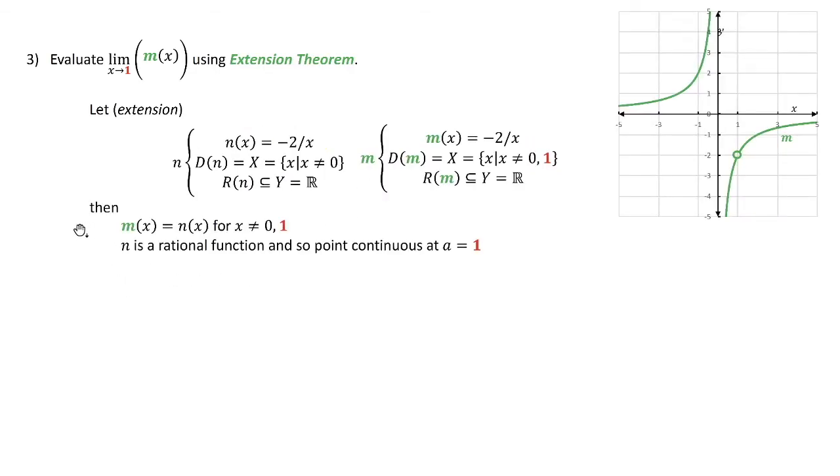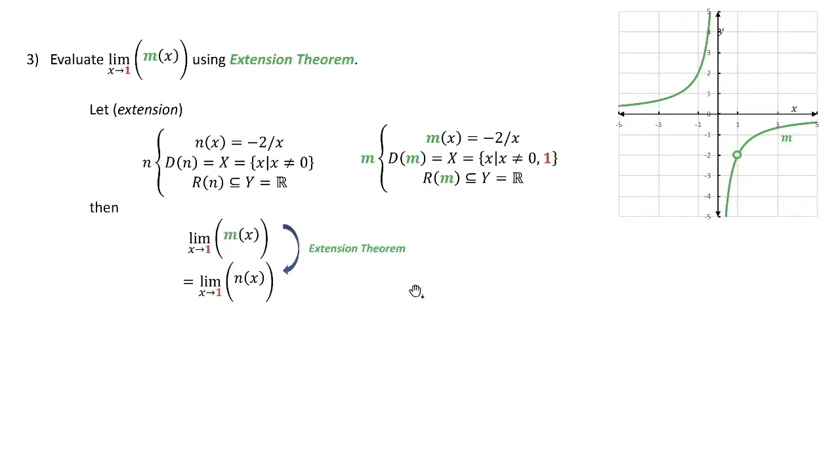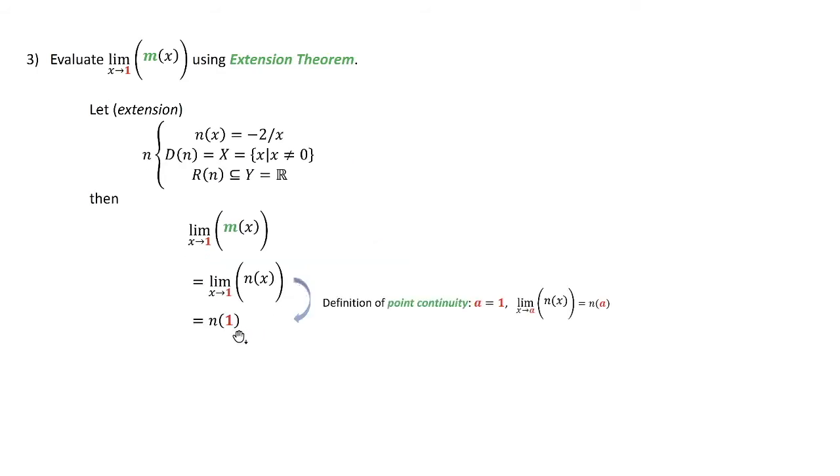Right, now I'm going to check the boxes. The two rules agree as long as you're not at 1 or 0. Right? So we want it to agree to the left and the right of 1. Our extension is a rational function, and so it's point continuous at 1. And so just apply it. In a generic way, because of the extension theorem, their limits are the same, and it is continuous at 1, so I can plug in at 1.